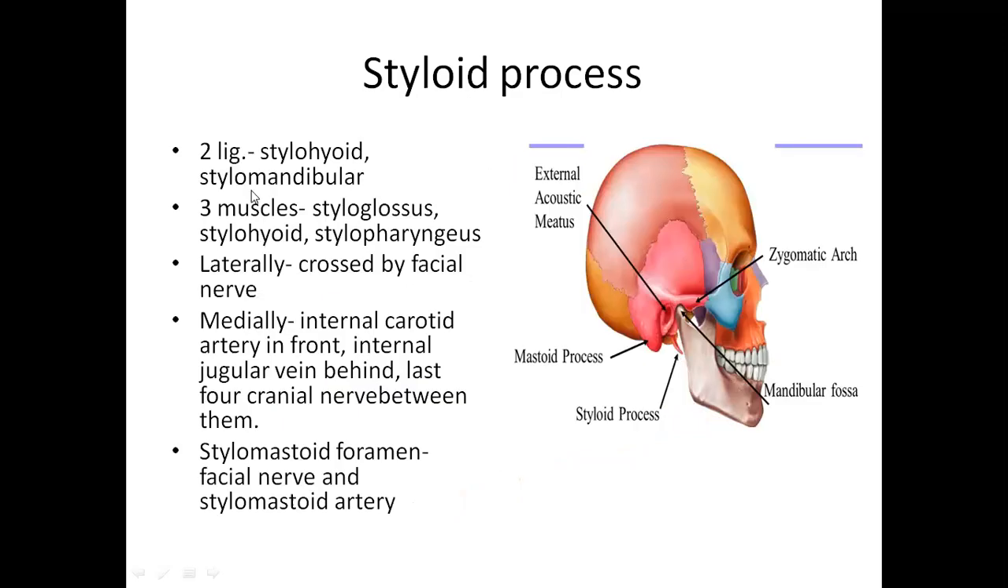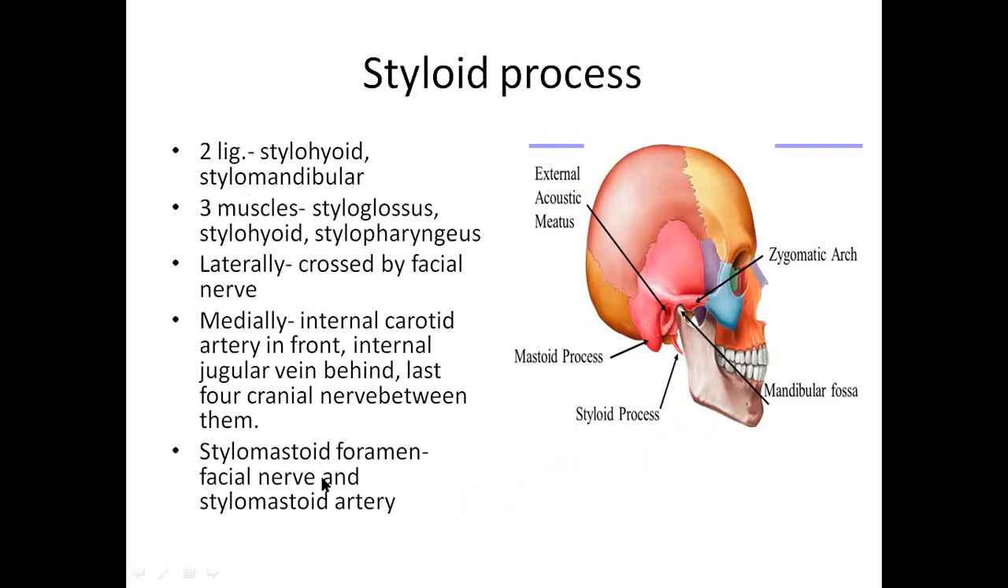Okay, so what are the important structures which are attached to the styloid process? We have the stylohyoid and stylomandibular ligaments. This will be asked in your viva also. What are the structures attached to the styloid process? We have 3 muscles and 2 ligaments. The first 2 points are very important.